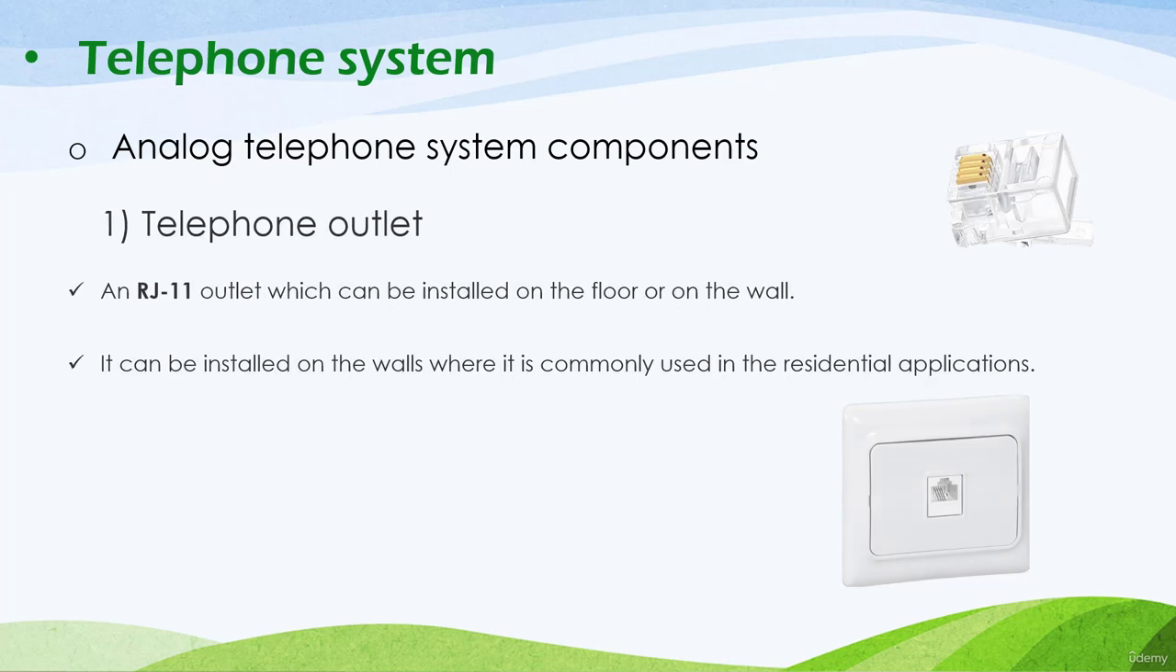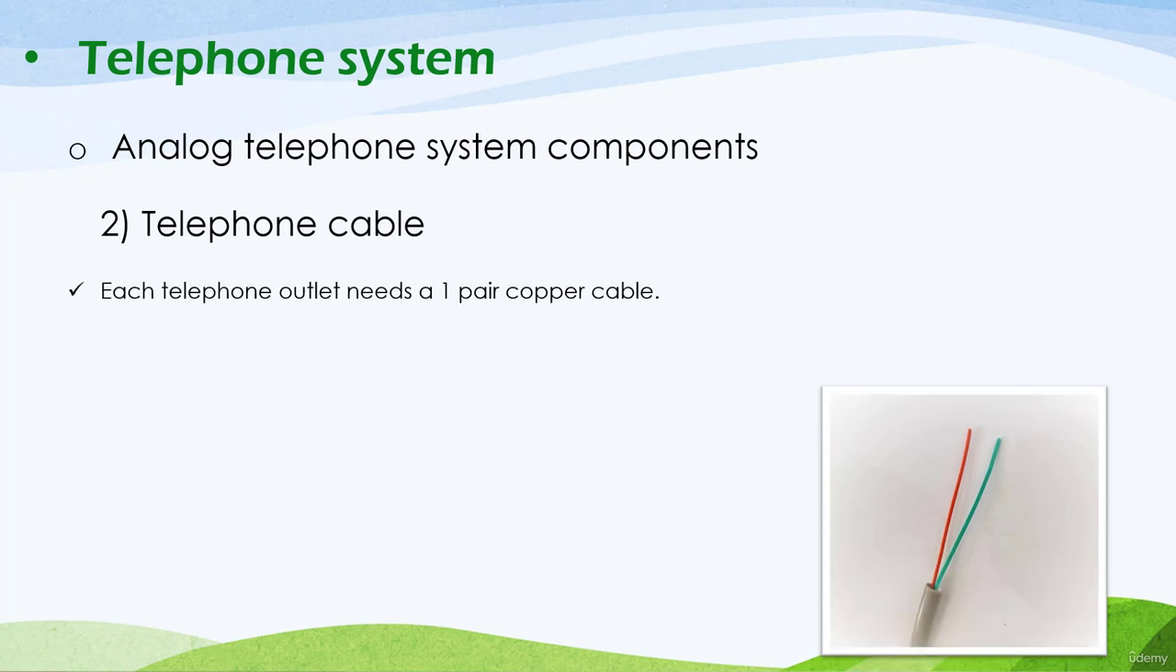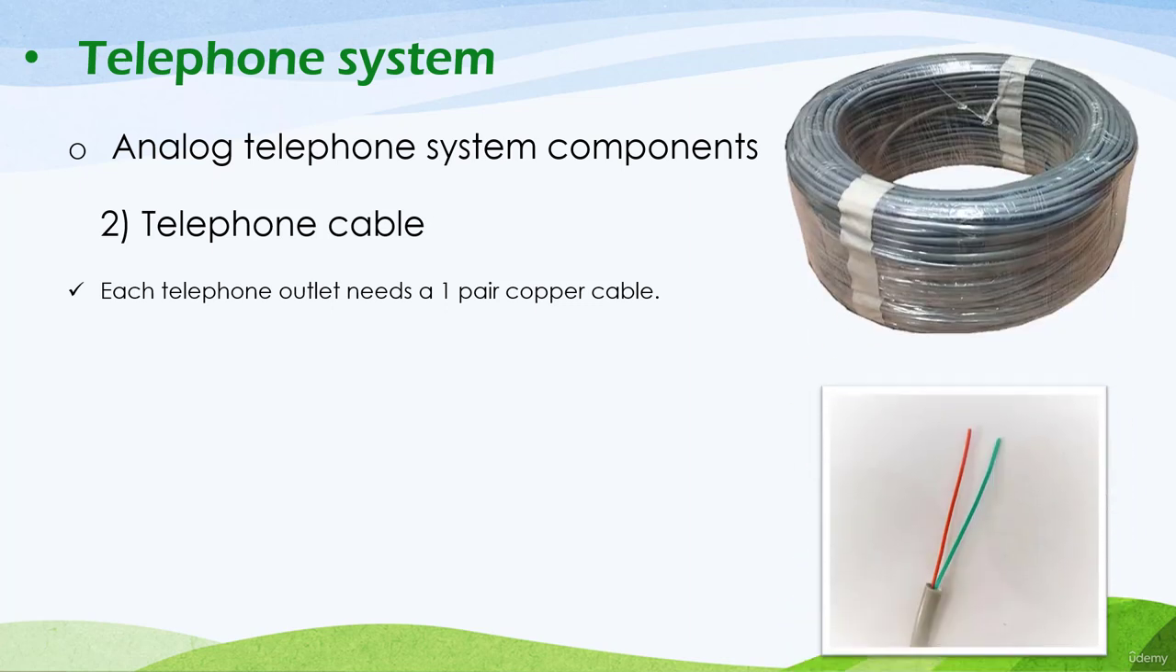Very good. Now the second component of the analog telephone system is the telephone cable, and we find that the cabling system of the analog telephone system is more simplified than the cabling system of the data system, as for the telephone system, each telephone outlet needs just one pair of copper cables. So we use a one pair copper cable for each telephone line or for each telephone outlet.